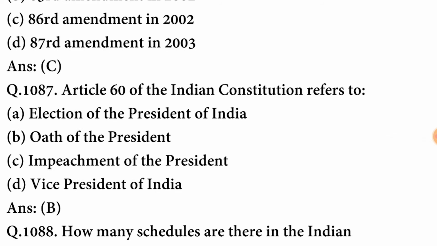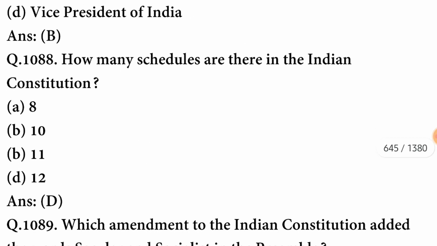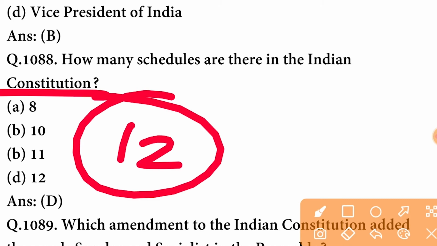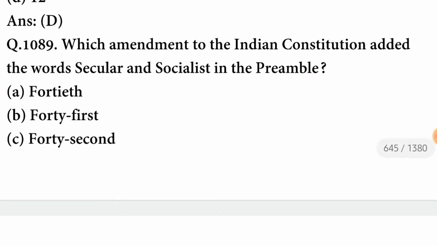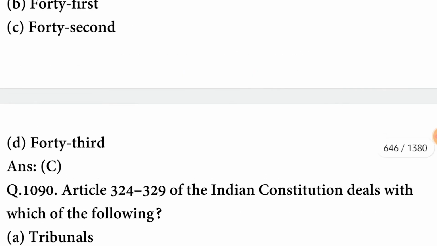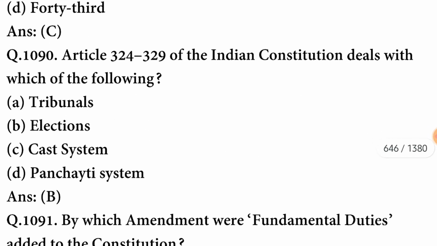Article 60 of the Indian Constitution refers to oath of the President. How many schedules are there in the Indian Constitution? There are 12 schedules in the Indian Constitution. Which amendment to the Indian Constitution added the words secular and socialist in the preamble? The amendment was 42nd Amendment.